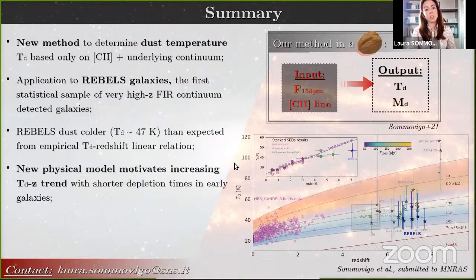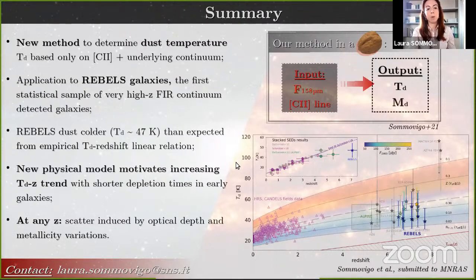In fact, we derive a new physical model that motivates the increasing trend, finding that it's milder than linear, and that it depends on the fact that the total gas depletion time of the galaxies is shorter than in local galaxies. Finally, we can also explain the scatter in the observed dust temperature at any redshift, because it depends on the different optical depths and metallicities of the various galaxies. Thank you for your attention, and I'm happy to take any questions.